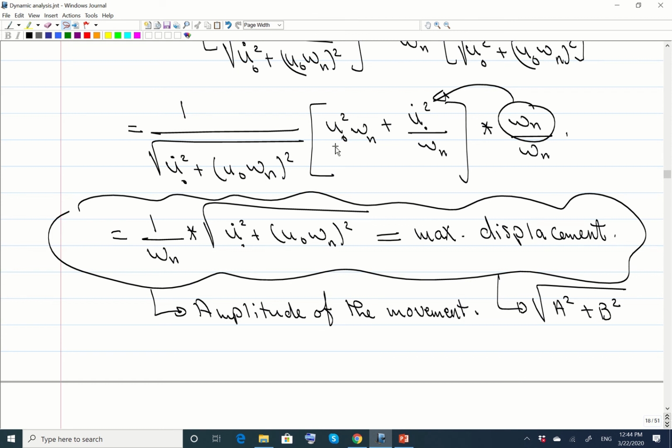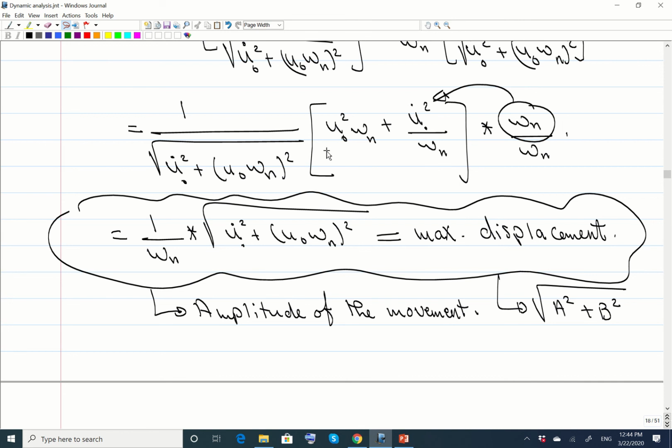So here you have, I want to have this term here as well. So here you have u dot node. Multiplying by omega n and omega n here, we're going to have u dot node squared. This one cancels with this one, and then omega n, I'm going to take this as a common factor. Simplifying this, we're going to have 1 divided by omega n multiplied by the square root of u dot node squared plus u node omega n squared. This is the maximum displacement. I hope you get how to simplify this one.